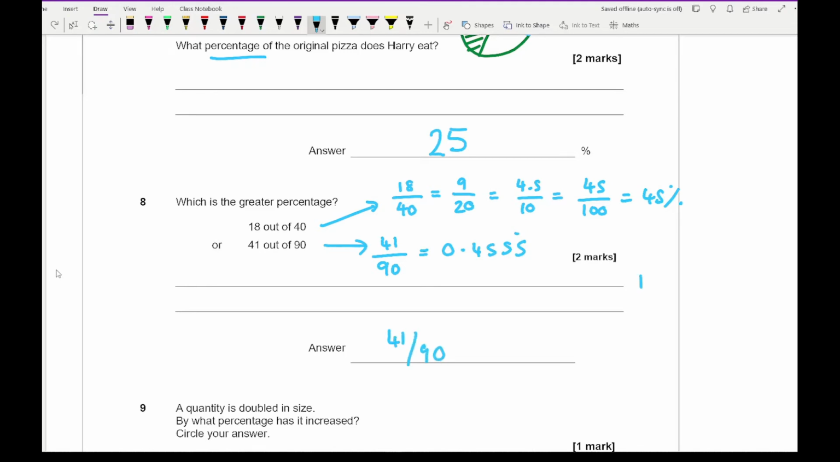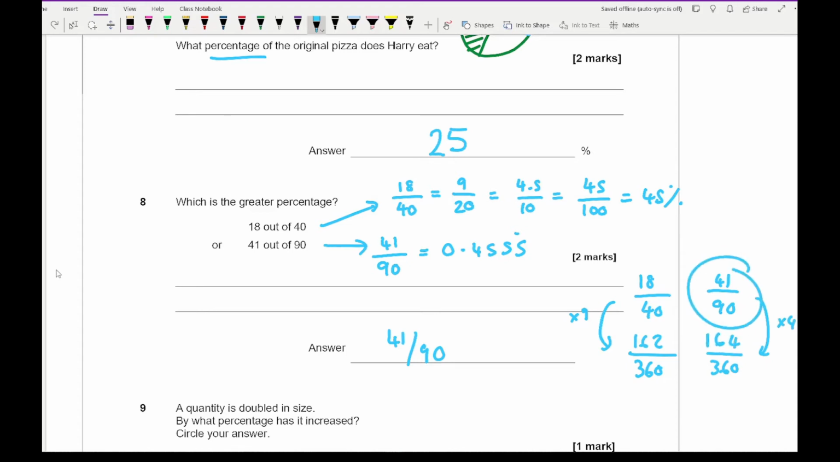Another way of doing it is to try and get a common denominator. So you've got 18 over 40, and you've got 41 over 90. So a common denominator here would be 360. And so if we multiply this fraction by 9, 18 times 9 gives me an answer of 162, and 41 times 4 gives me 164. So you can see that this one is going to be greater.